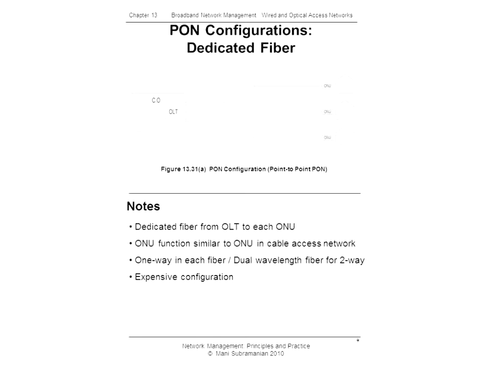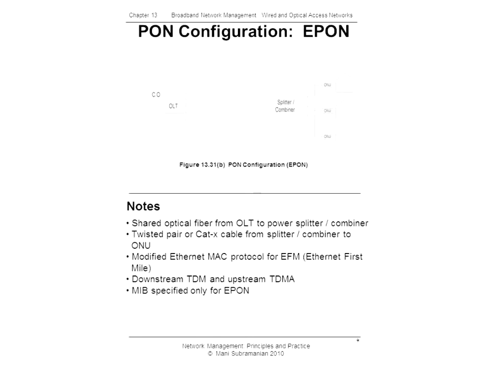Here we have PON configurations, and this shows PON configuration point-to-point PON, where fiber is run from an OLT to each ONU. So in this case, the ONU performs a similar function to the NIU as in the cable access network.